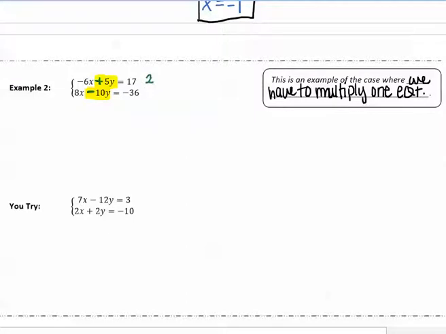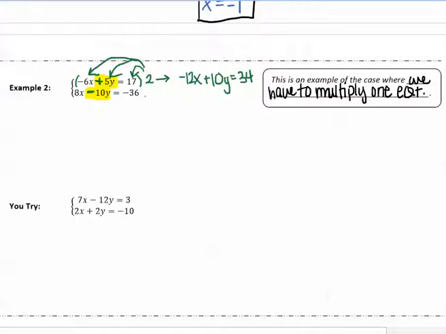So I'm going to multiply this entire top equation by the number 2. And we get negative 12x plus 10y equals 34. Think of it like a big distribution problem. And don't forget to multiply the 17 over here. This number needs to be multiplied. Everything needs to be multiplied by the 2 in order for this trick to work. Okay, this is called an equivalent equation. It's not a different equation. It looks different, but it means the same thing.